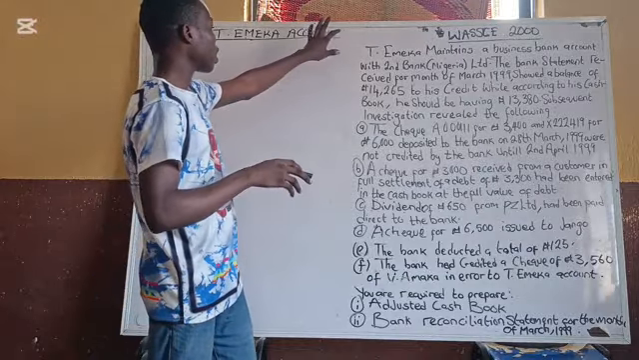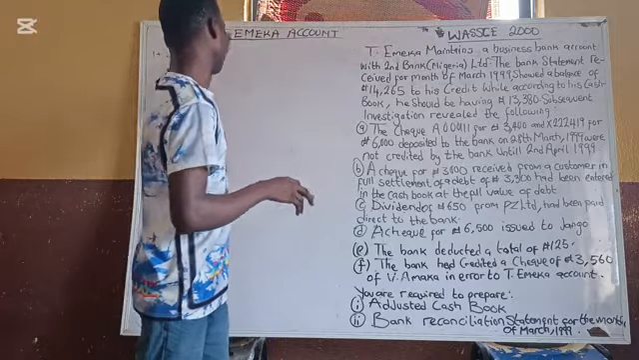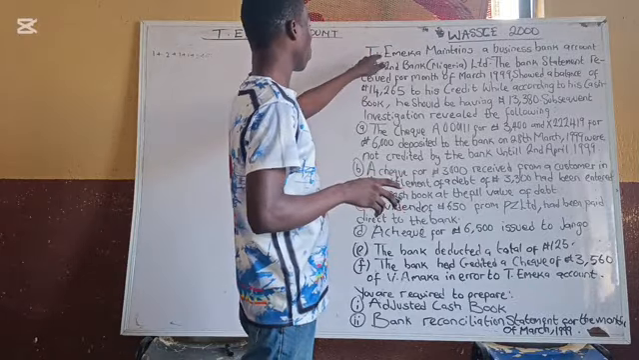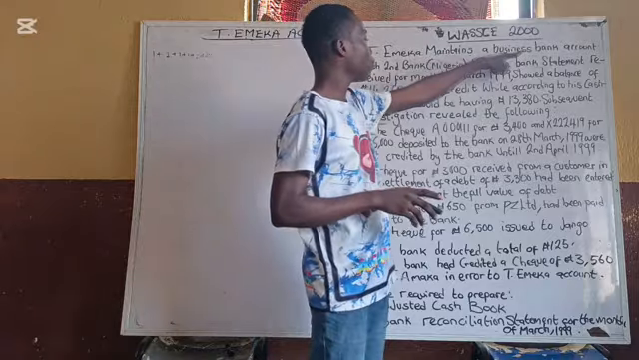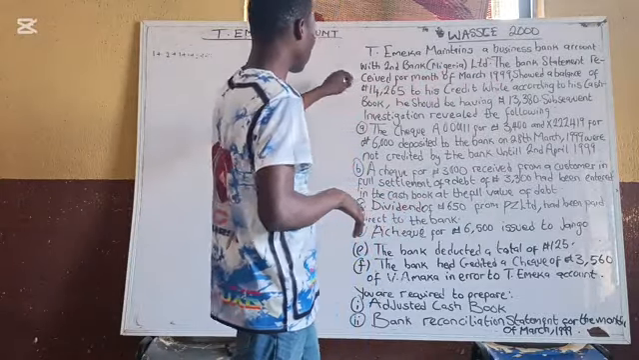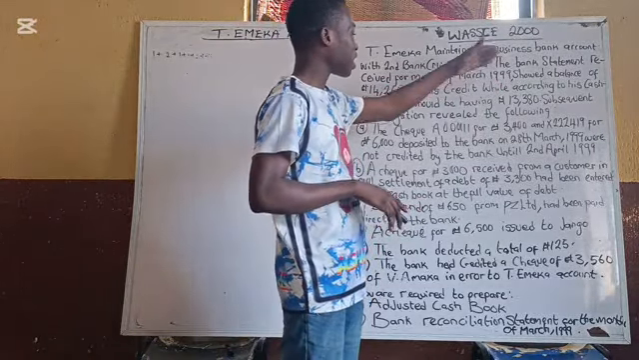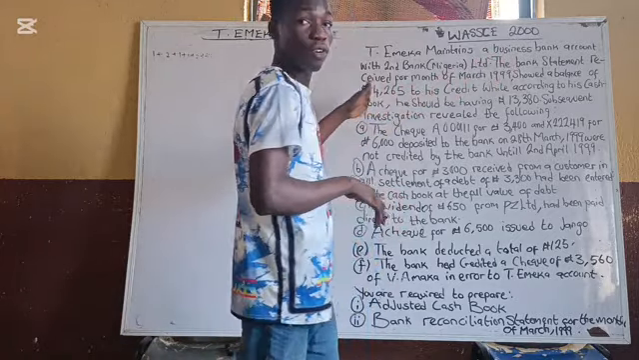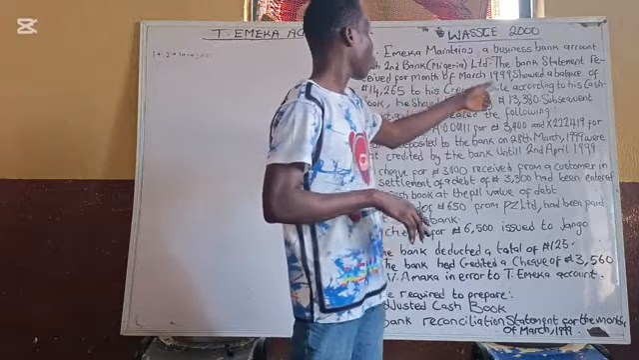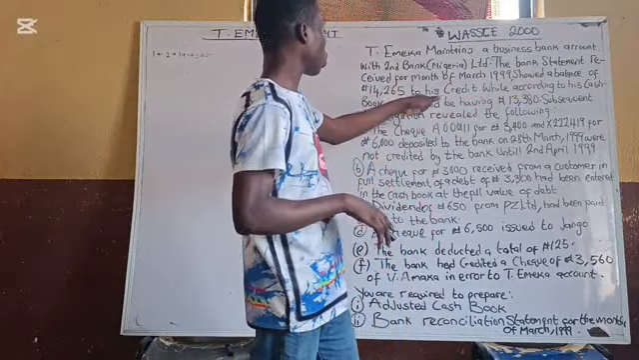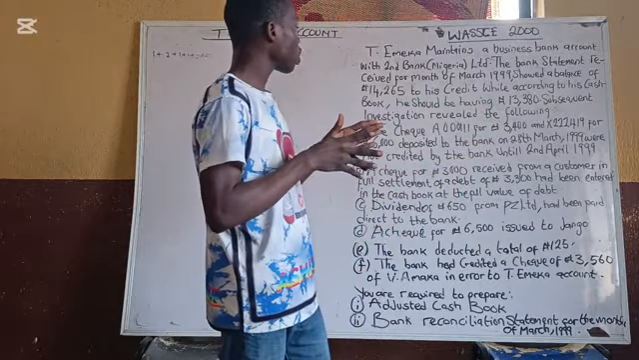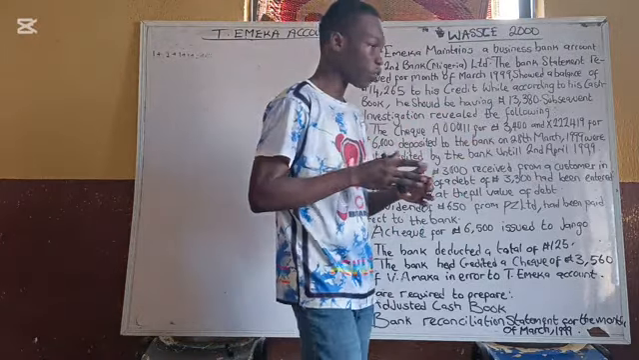Now let's start. The name of the person that owns this account is still Emeka. That's why I've written it up here. So that's the first thing to do. Now, Emeka maintains a business bank account with Second Bank Nigeria Limited. The bank statement received for the month of March 1999 showed a balance of 14,265 to his credit, while according to his cash book, it should be 13,380. Subsequent investigation revealed the following.